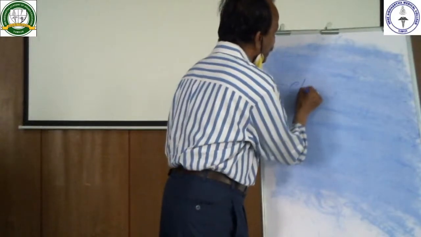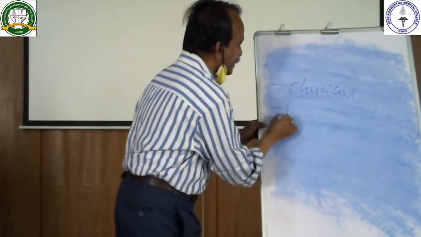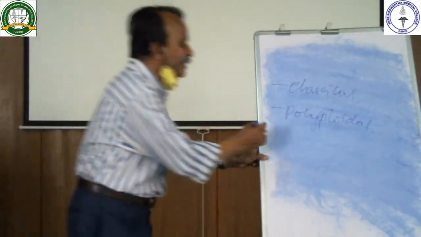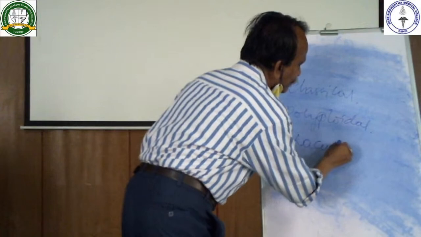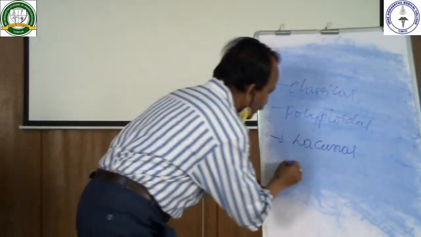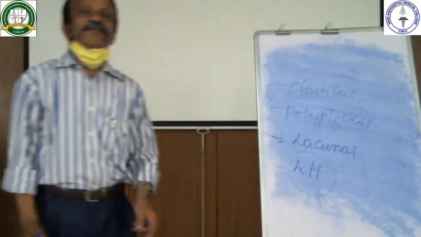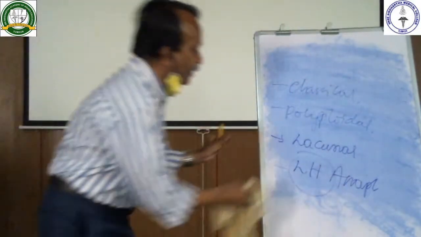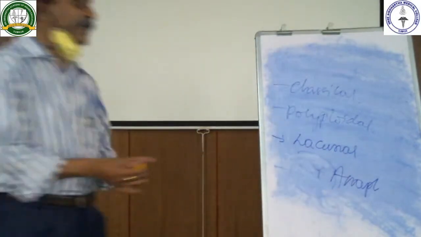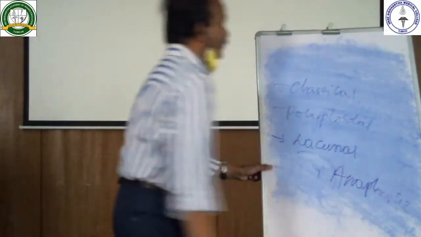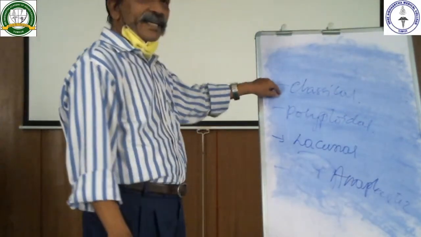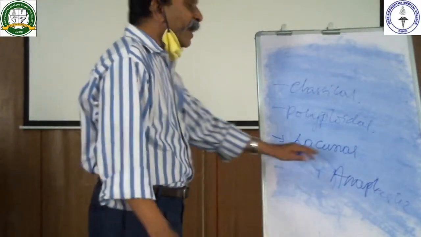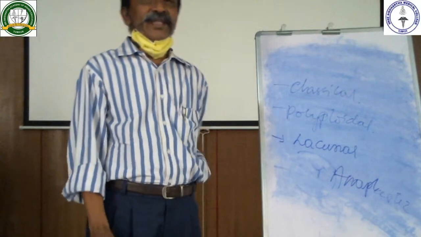The first one is a classical type, and the second one is a polyploidal type. And then the third one is a lacunar cell, lacunar type of Dorothy Reed-Sternberg cell. And the fourth one is a lymphocytic histiocytic type, or anaplastic type. Rather than lymphocytic histiocytic, we call it anaplastic type. So these are the four types of Dorothy Reed-Sternberg cell. One is a classical type, the second is polyploidal type, the third is a lacunar type, and the fourth is anaplastic type of Dorothy Reed-Sternberg cell.